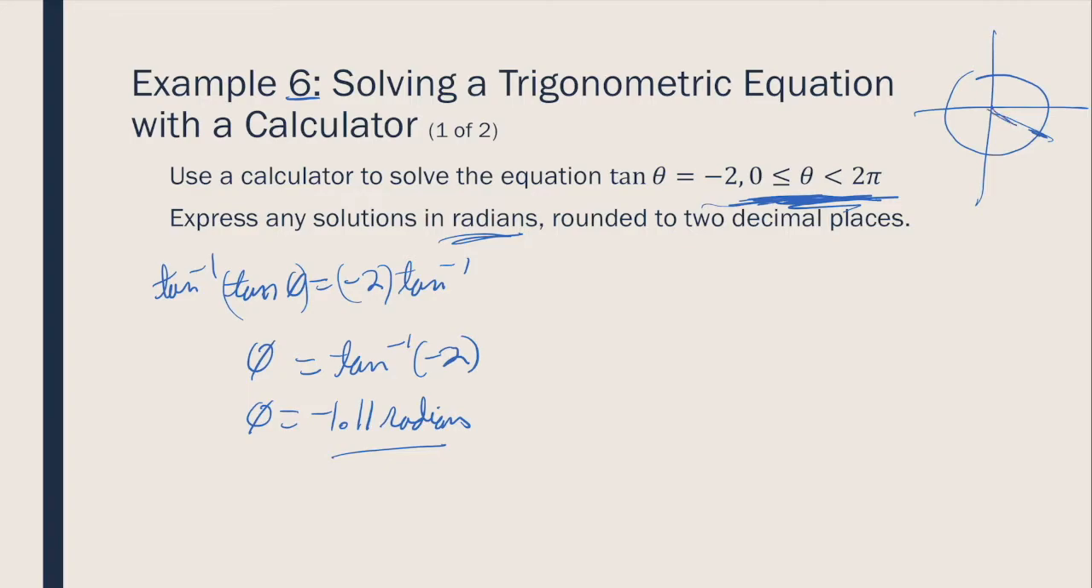So if I add pi radians, because tangent has a period of pi, I will find something else with the correct value because we're negative. That means we've gone downwards. So if I have -1.11 and I add pi to that, that's going to give me about 2.03 radians.